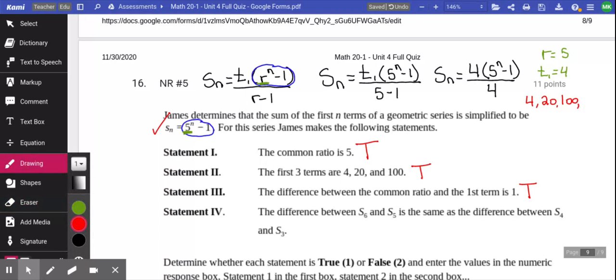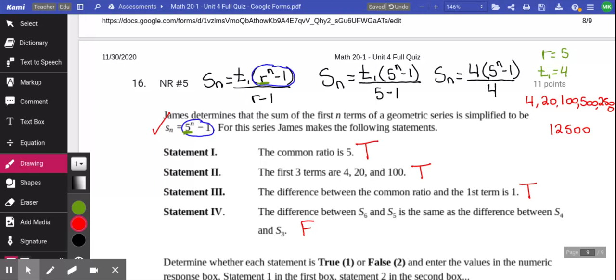If we keep going, the fourth term times it by ratio 5 would be 500. Times it by 5 again would be 2,500. The difference between the fifth term and the sixth term, oh gosh, I have to times by 5 again. So times by 5 again, I would get 12,500. The difference between the sixth and the fifth is 10,000. The difference between the fourth and the third is 400. That is definitely false.